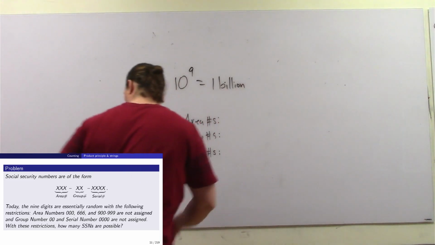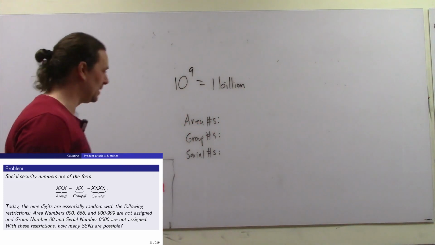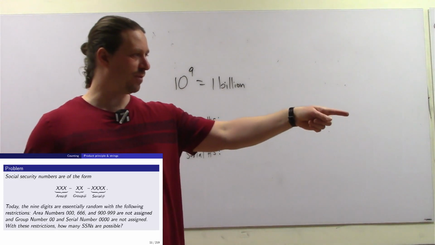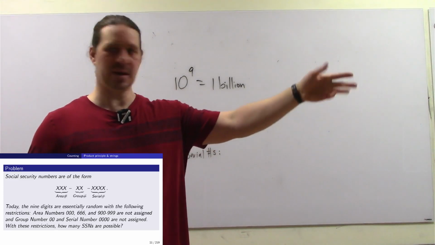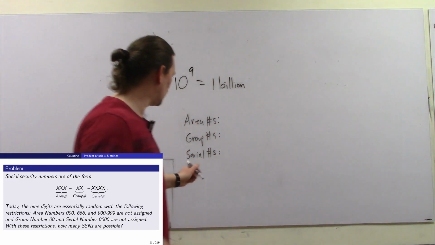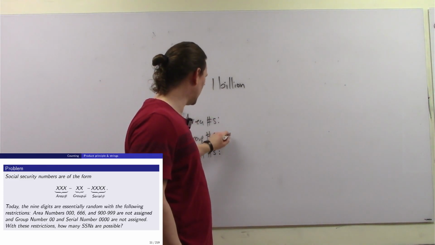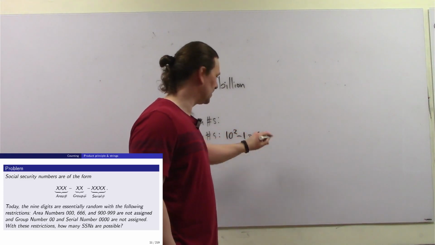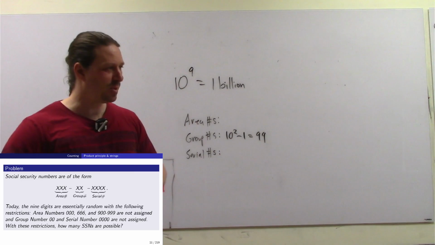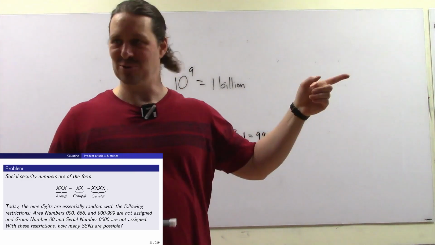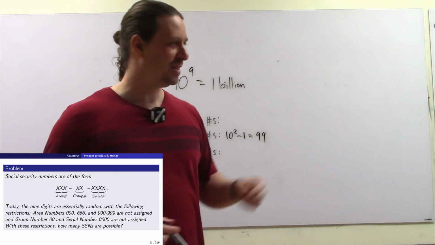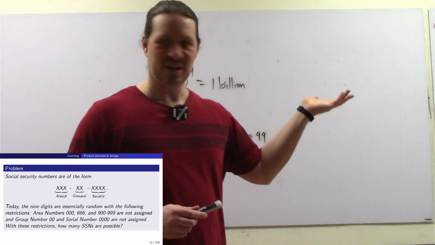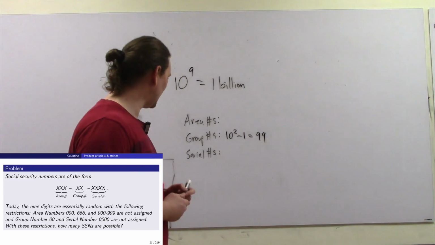But let's try. Okay, let's start with the easy ones first. So the group number, 00 is forbidden. Well, that's only one number forbidden out of the full list there. So the total number of group numbers is 10 squared minus 1, or we can immediately observe that there are 99 of them. In fact, a common mistake would have been to guess that there were 99 group numbers initially, not 100. It's very common to forget to count 00, but here we shouldn't. So there are 99 group numbers.